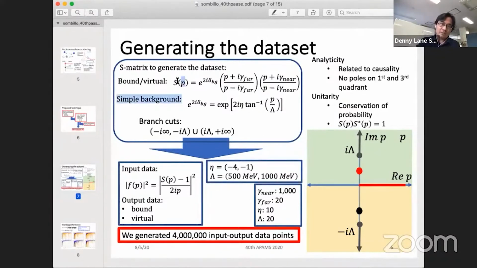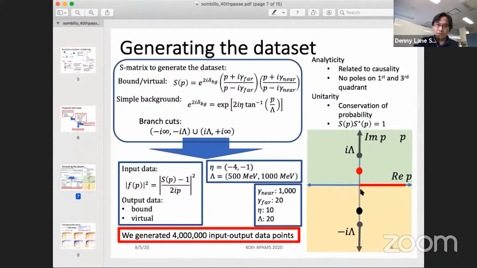From the S matrix, you can calculate the scattering amplitude using this formula. This will be the input of our neural network. And then we'll simply choose random values of our parameters here, for example, eta and lambda, within this region.